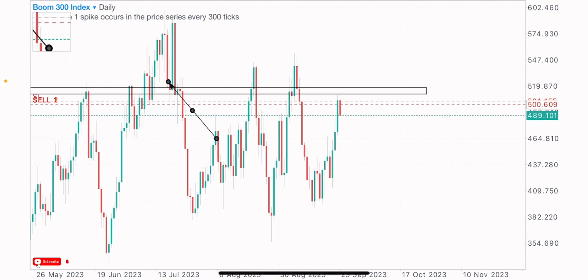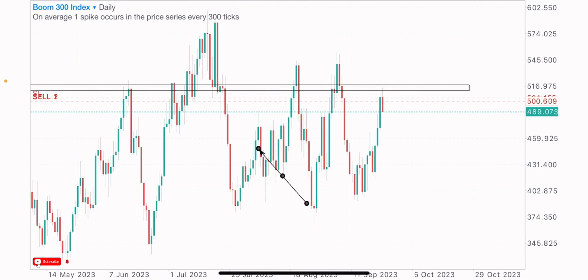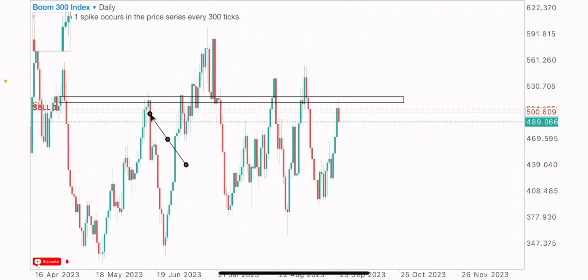We got the breakout before the market broke back inside this level. This is like a fake breakout of this level of resistance. Yeah, so we got the market come back to this same level of resistance and reacted on it.